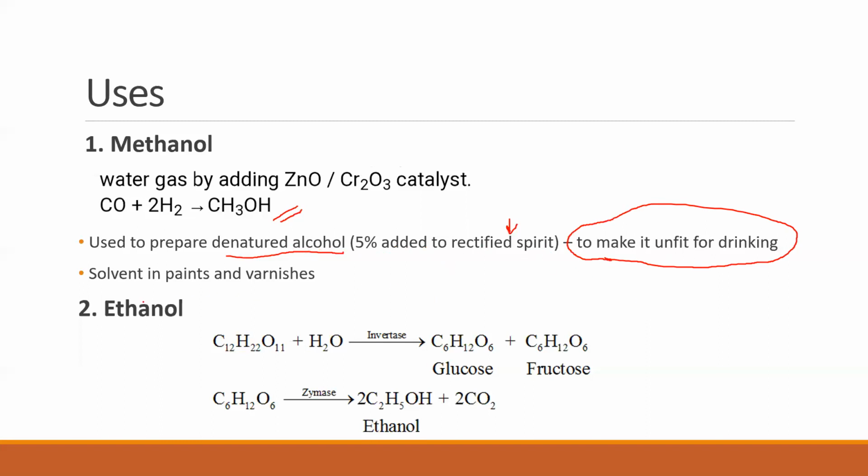Now, let's look at the second use here. Only then will we understand the first use. Methanol is used in solvents, paints, and varnishes. Clearly, it is used as a solvent. Same thing as ethanol as well. Ethanol is used as a very good solvent in industries. Alcohol is a very good solvent used in industries.